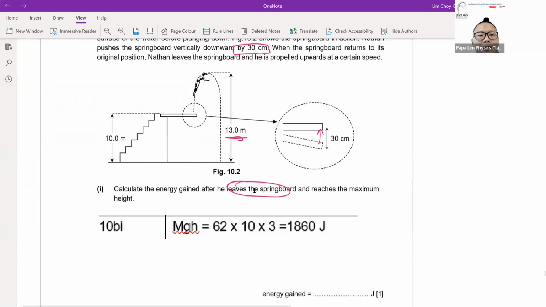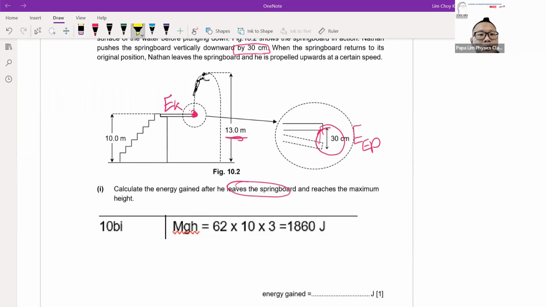So at the junction here, at the beginning, he will definitely have kinetic energy. This kinetic energy comes from where? It comes from the elastic potential energy of the springboard. This elastic potential energy is converted to the kinetic energy of the person. And after that, when Nathan goes to the top, it is converted to the potential energy at the top.